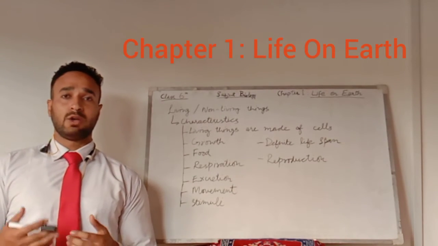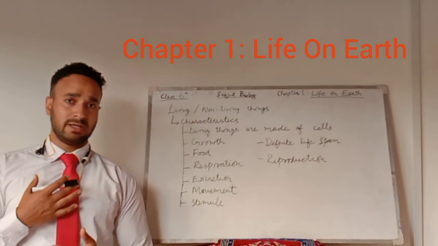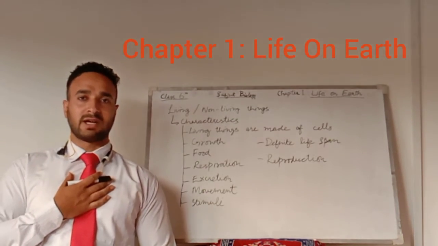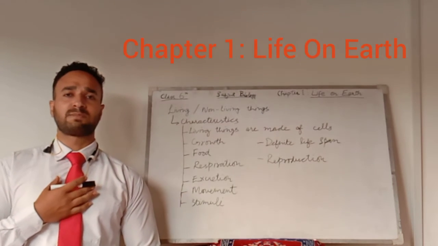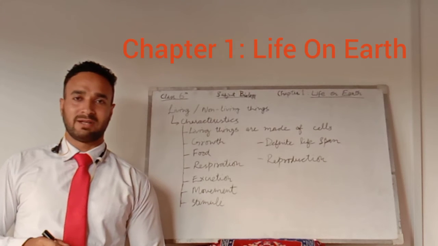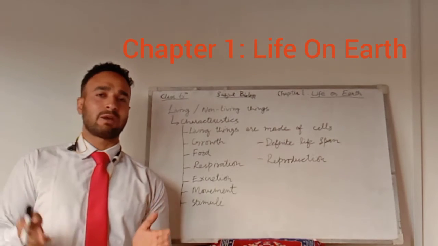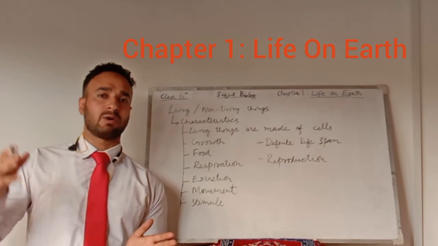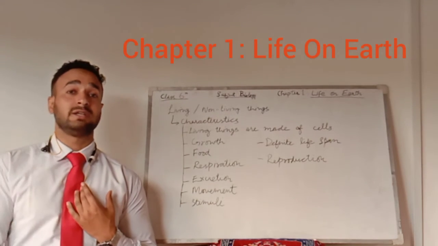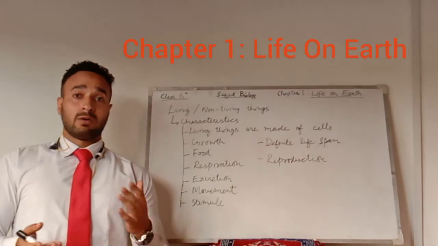Suppose for human beings, like I took birth on 1st December 1991, and suppose, God forbid, I will die in 2021. You can calculate from 1991 to 2021, it's almost 30 years. So my lifespan is 30 years.